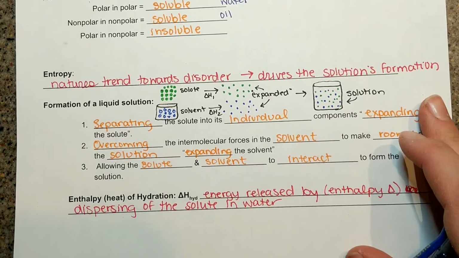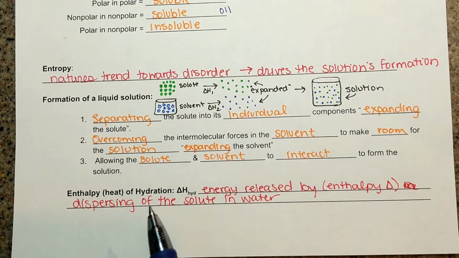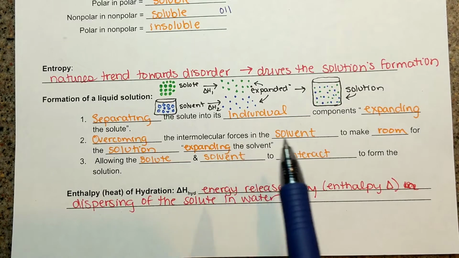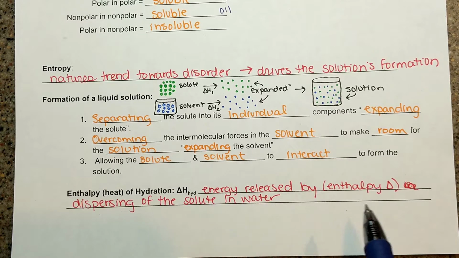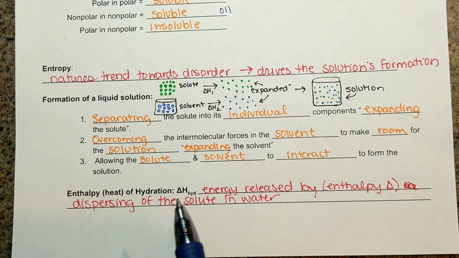Something to note, a new term to look at, is the enthalpy of hydration. When we are dispersing the solute in the water, there's some energy involved in overcoming those intermolecular forces and mixing together. The energy released by the dispersing of the solute in the water is called the enthalpy of hydration.